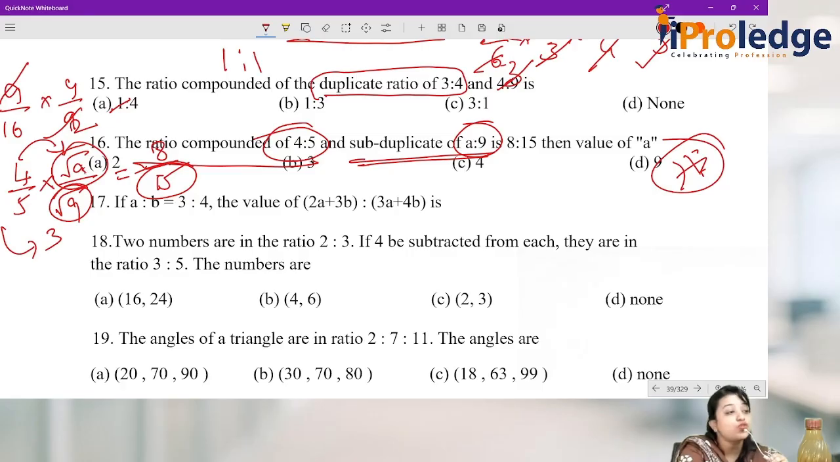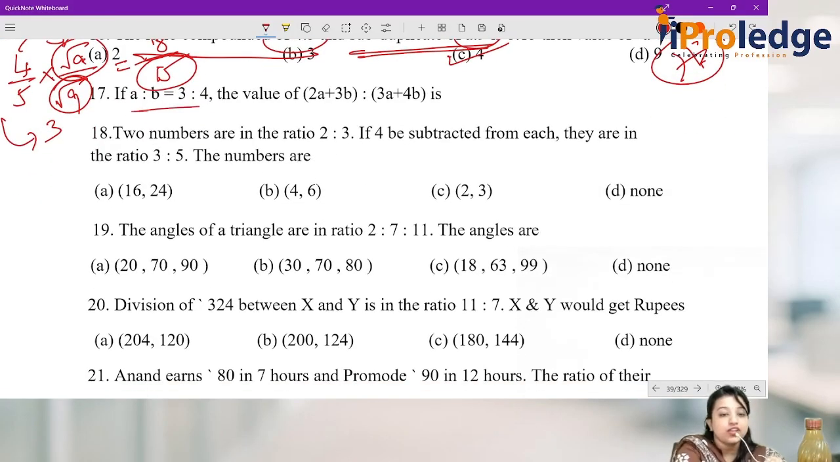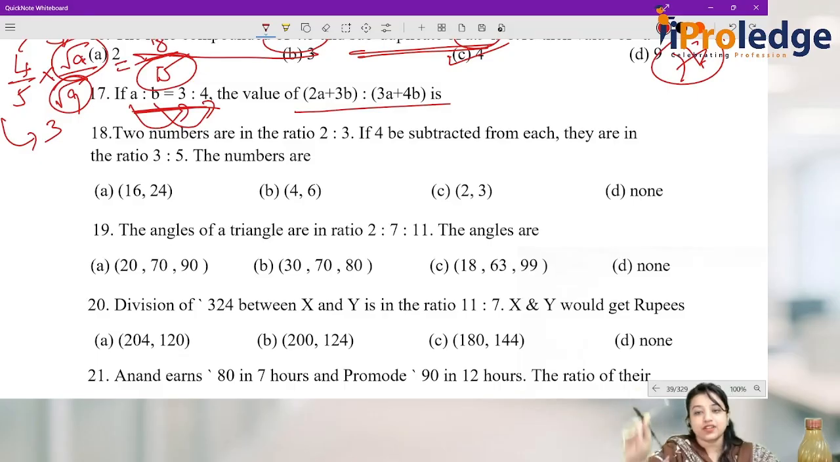But 2 ತಗೊಂಡ್ರೆ ರೂಟ್ 2 ಆಗ್ಬಿಡುತ್ತೆ. ಏನು ತಗೋಬೇಕು? 4 ತಗೋಬೇಕು. So root 4 will be equal to 2. And even you are getting questions like this type of question. What is the value of A? 3. What is the value of B? So substitute it. 18:25.